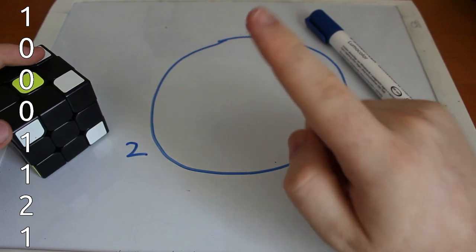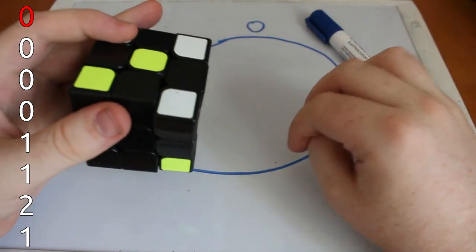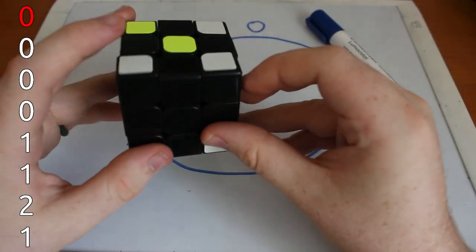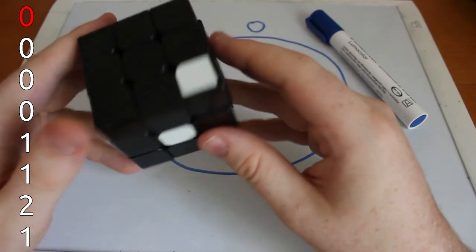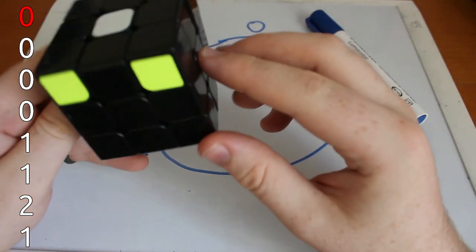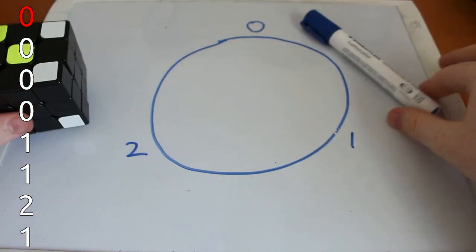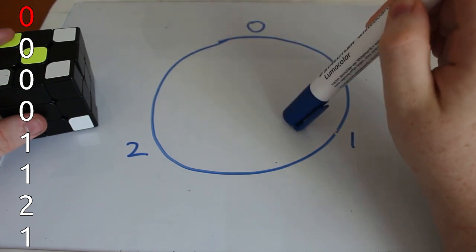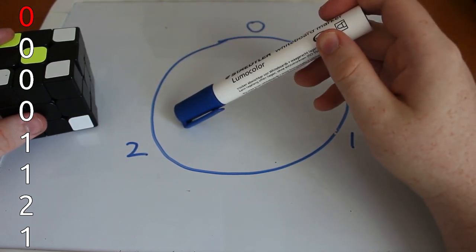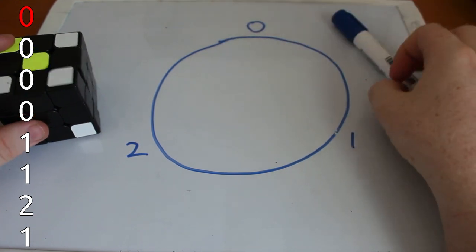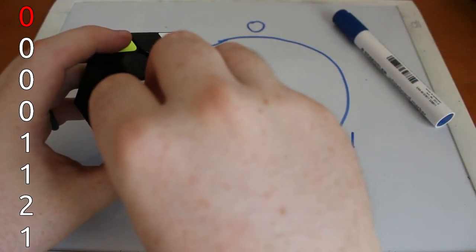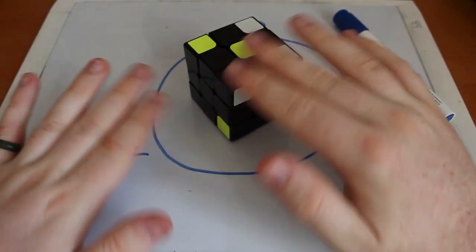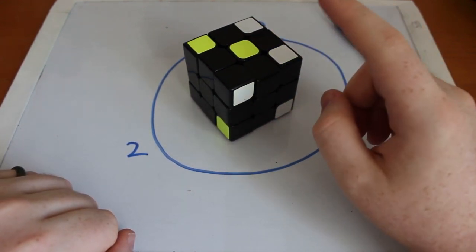However, if we twist just one corner, the situation changes. Now, we won't end at 0 on the circle. As a demonstration, 0, 0, 0, 0, 1, 1, 2, 1. We end at 2. And unless we manually twist that corner back, we will never reach 0 again. This shows that you can never just twist a single corner on the cube.